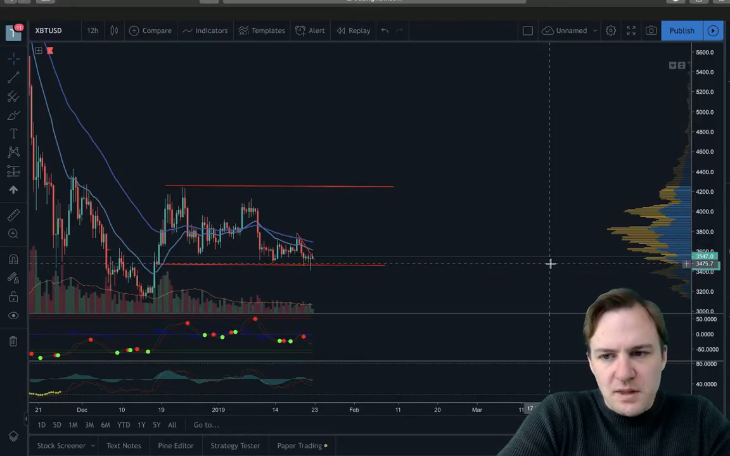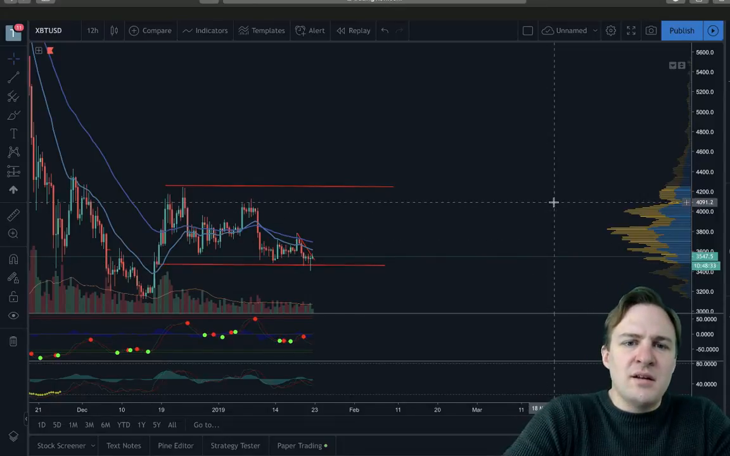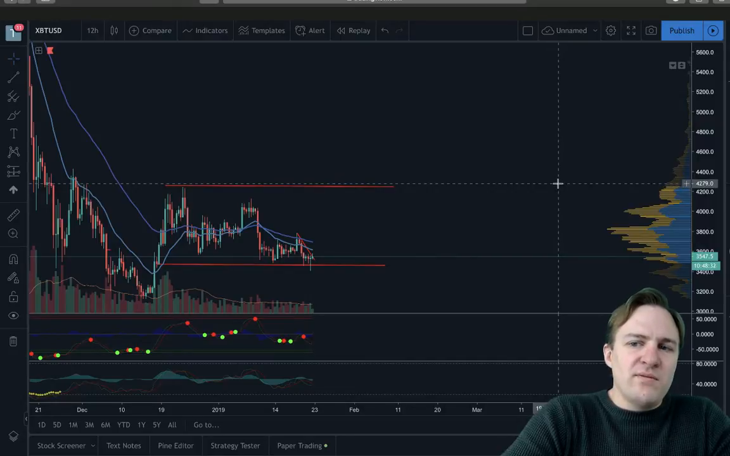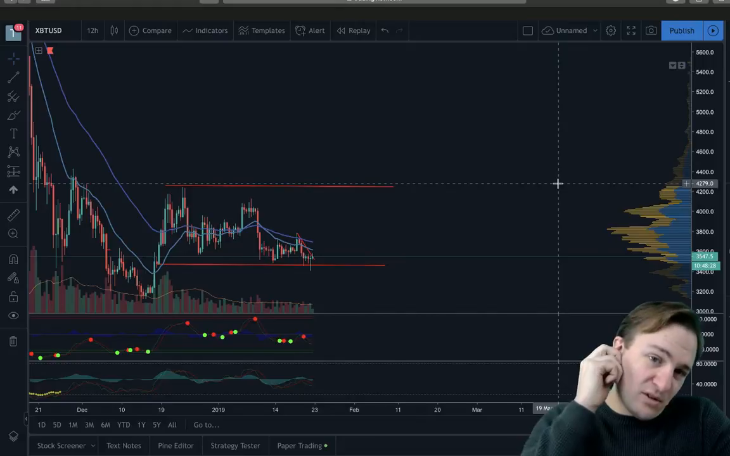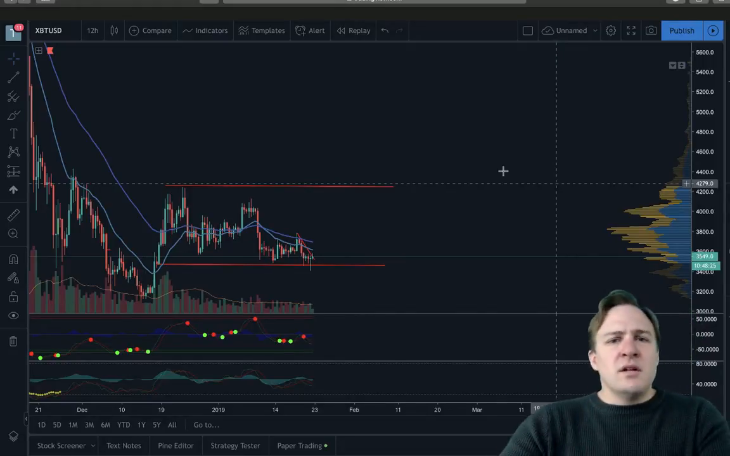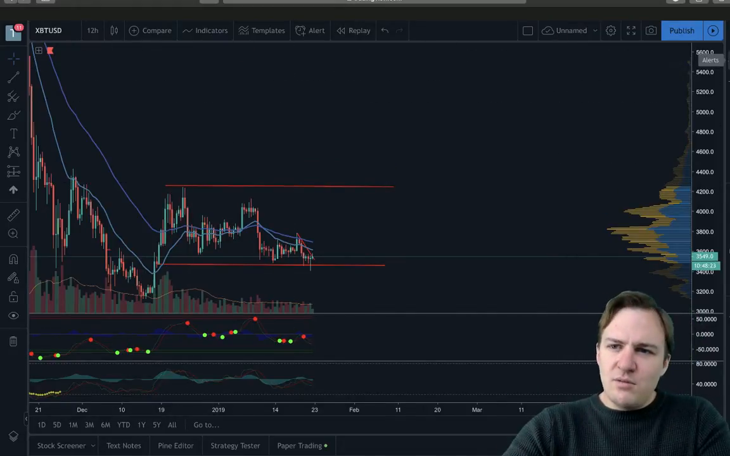So shorting as we cross through 3,450, I think is what I'd look at. And then, man, if we got above 4,200, 4,300, that's big time long area. So yeah, that's how BTC looks today.